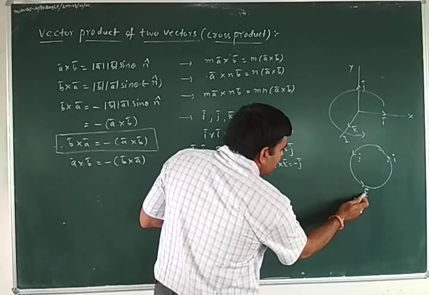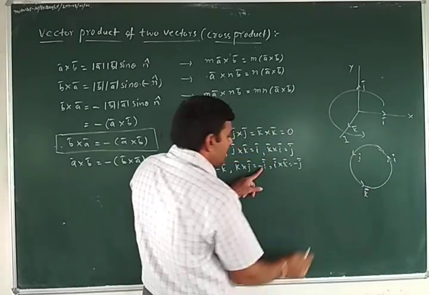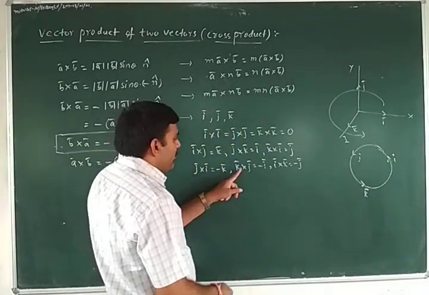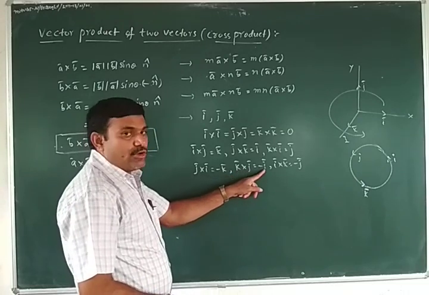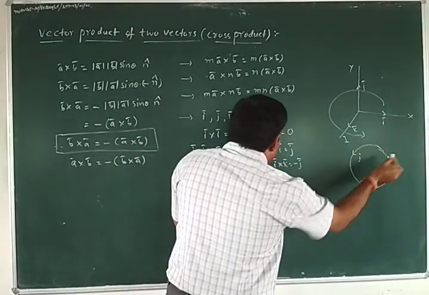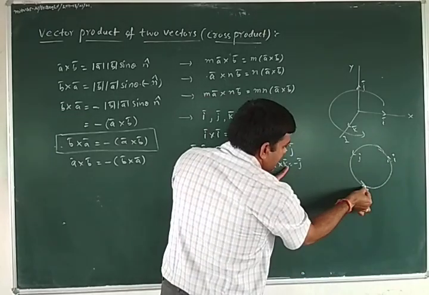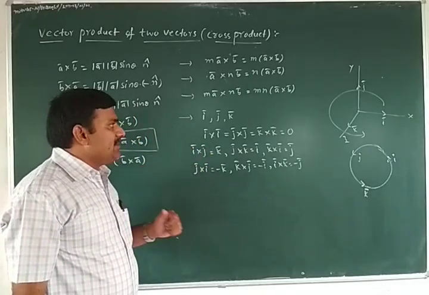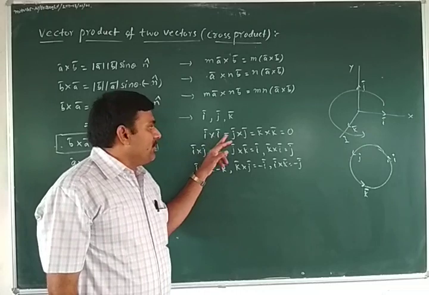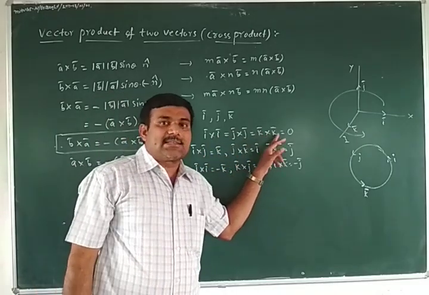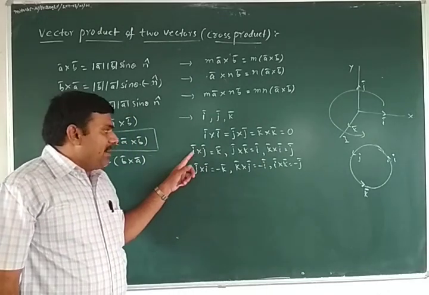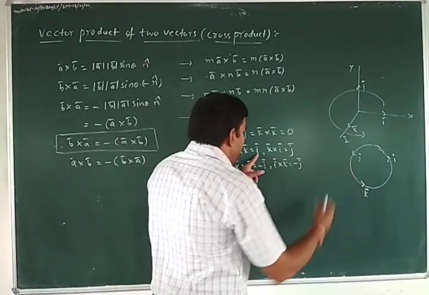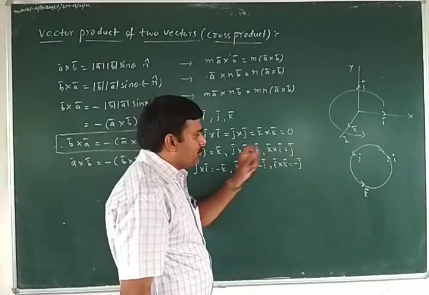Similarly, K bar cross J bar value is minus I bar, because here the arrow mark is negative. So therefore K bar cross J bar is equal to minus I bar, and I bar cross K bar is equal to minus J bar. These values are very important to remember. So I bar cross I bar, J bar cross J bar, and K bar cross K bar are equal to 0. Similarly, I bar cross J bar value is K bar, J bar cross K bar value is I bar, and K bar cross I bar is equal to J bar.